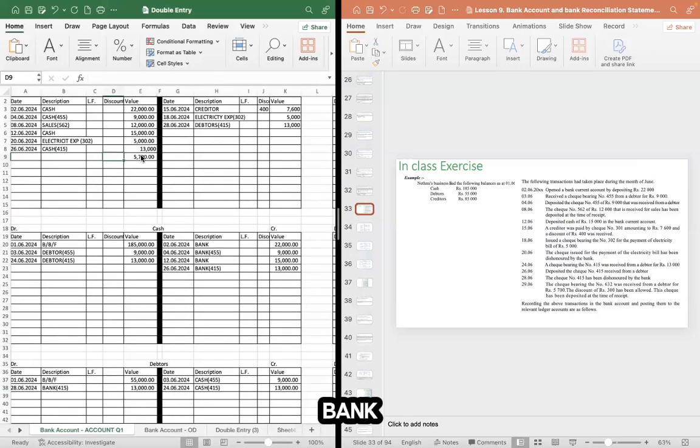So it is going to the bank account. Okay. Then should the bank account be debited or credited? We are receiving it. We are debiting. Debit. Right.